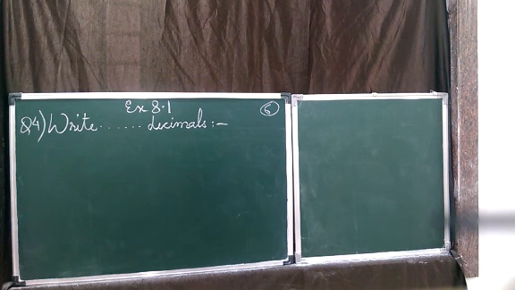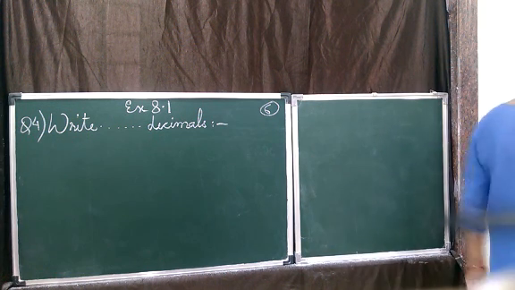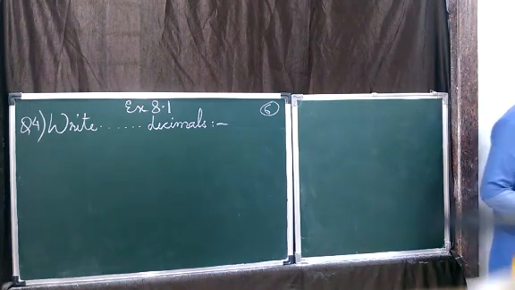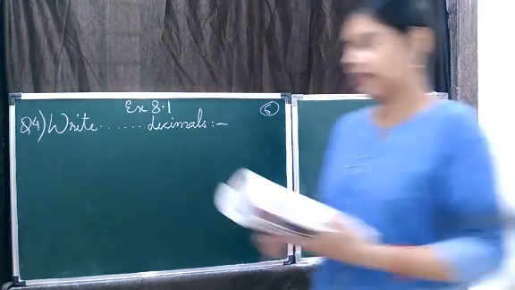Today we are starting with question number 4, children. Question number 4 is, write each of the following as decimals. Means we are given fractions, and we have to write them as decimals.